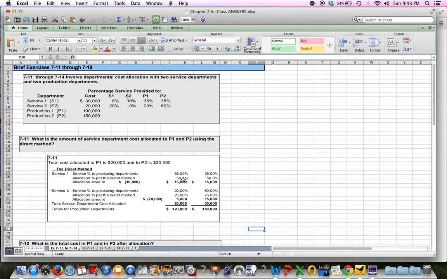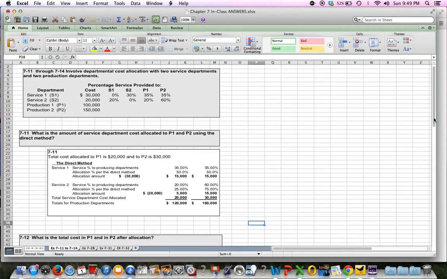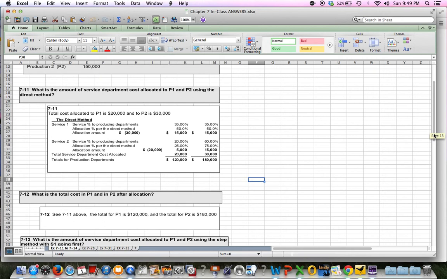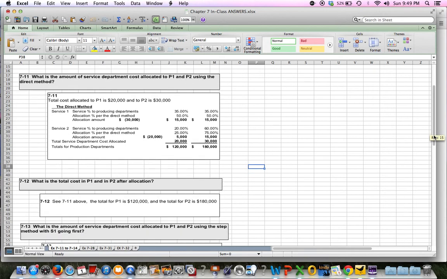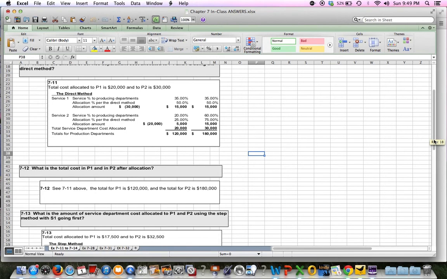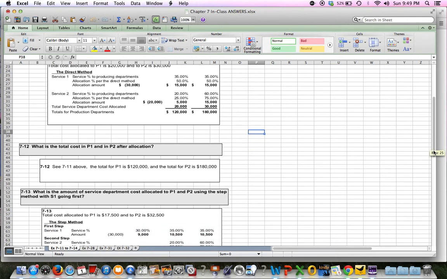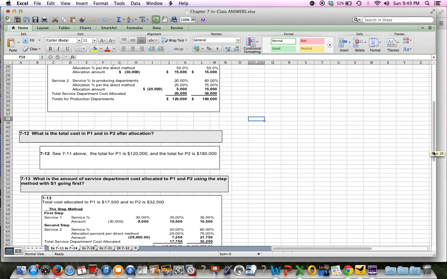So 15 plus 5 is 20, 15 plus 15 is 30, and then we add the existing cost, and we get the total for production departments is the 120 and the 180. So that was the direct method. So basically then 712 is what's the total cost in P1 and P2, which is what we just got done calculating in 711. Then for 713, what we're doing is the step method.